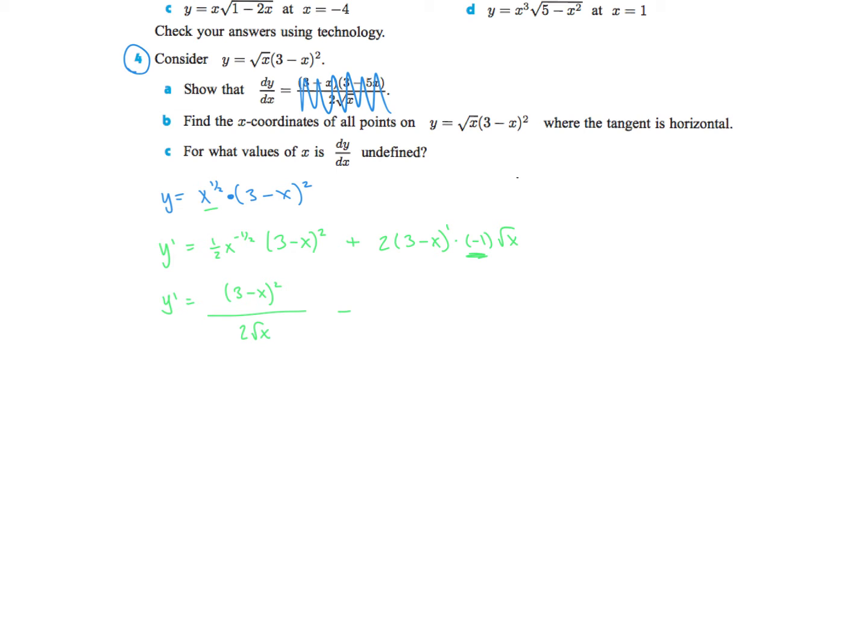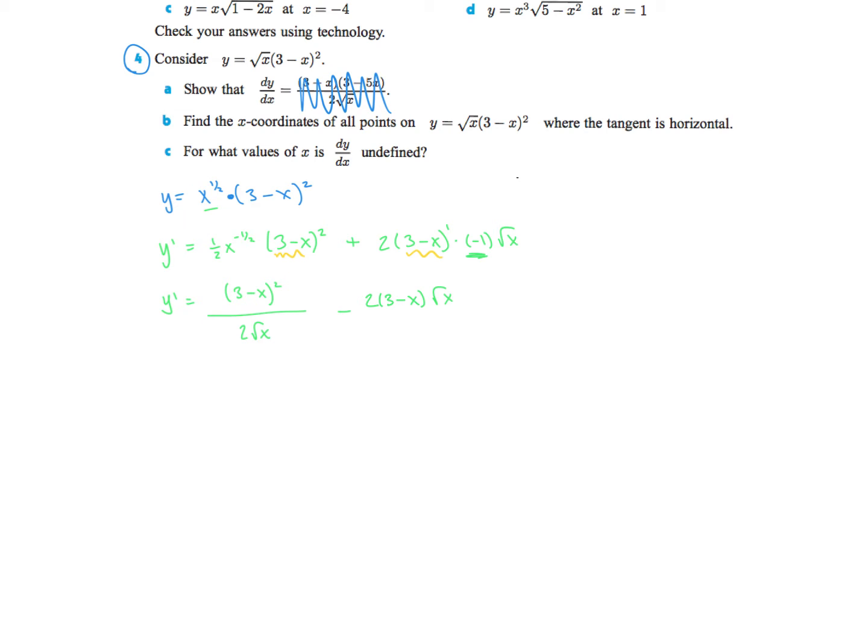And then you know what, I would usually distribute this, but I'm not going to, because you might notice we have a like term there. So I'm going to say 2 times 3 minus x times root x.